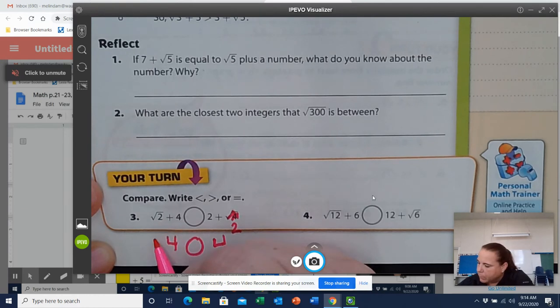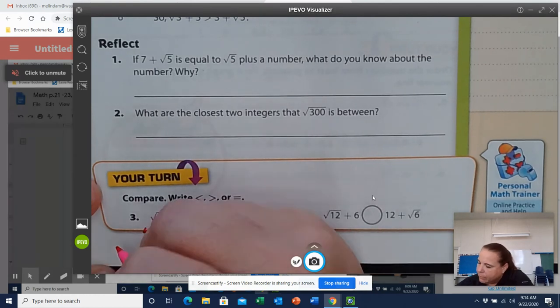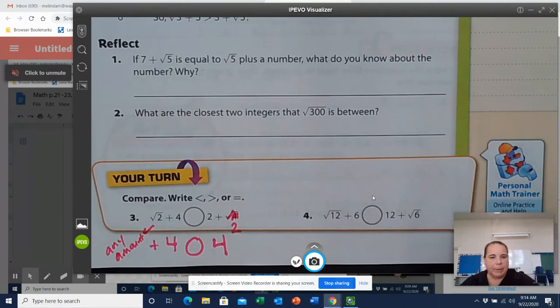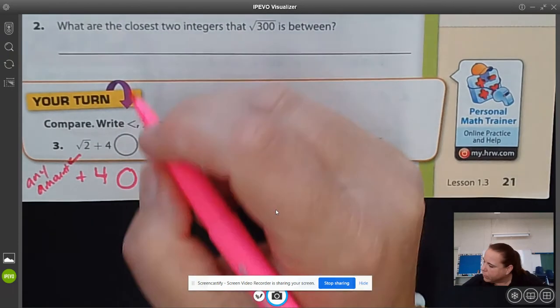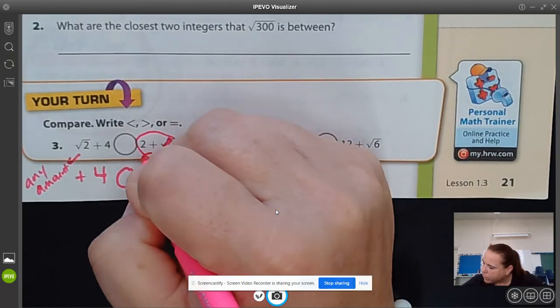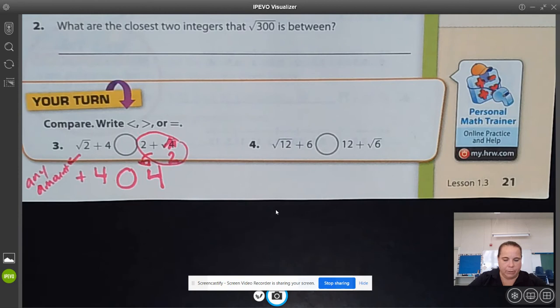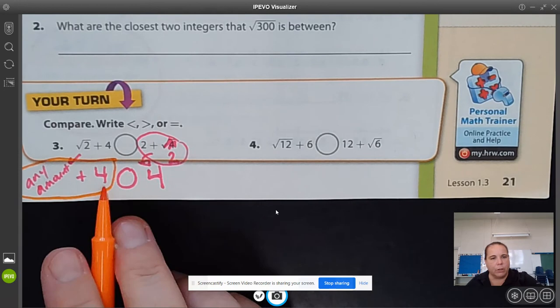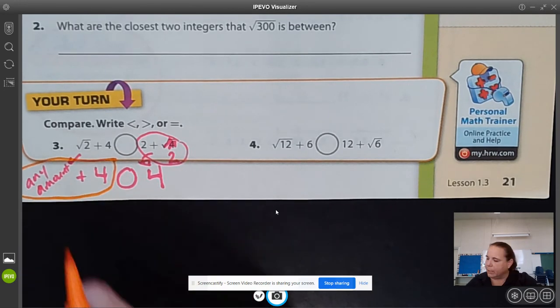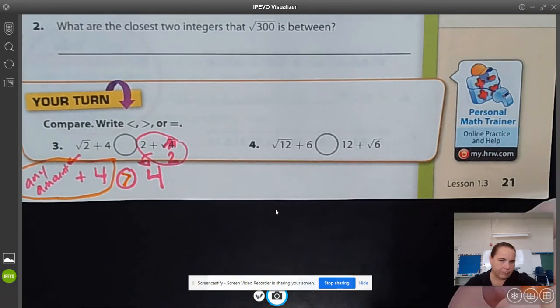So this is 4 plus, I'm just going to say, any amount. This could be like 0.000000001. This could be the tiniest amount. Sorry, this side is 4, those two added together equal 4. But on this side, we have 4 plus anything. Well, this is always going to be more. You start with 4 and you're adding anything, so this side always has to be greater.